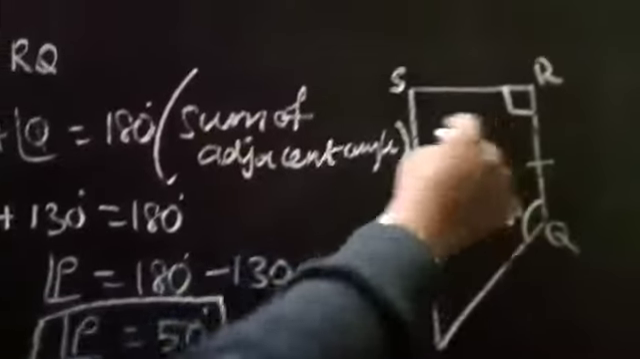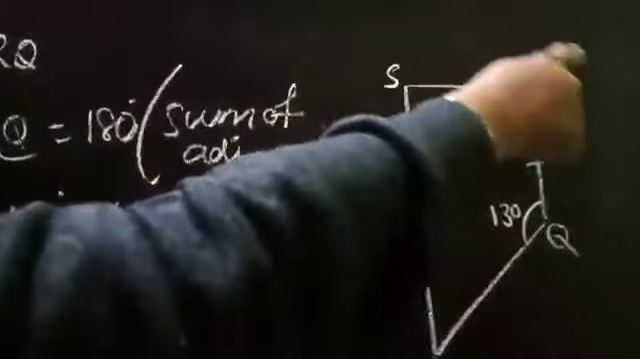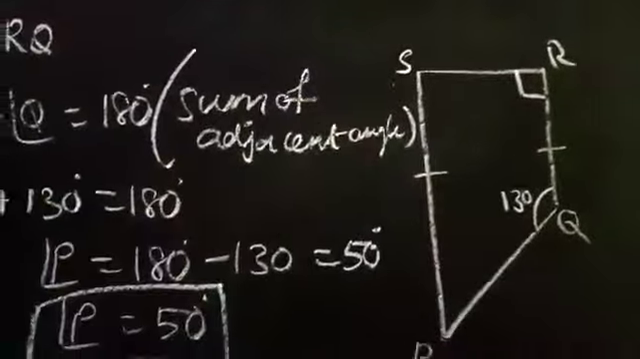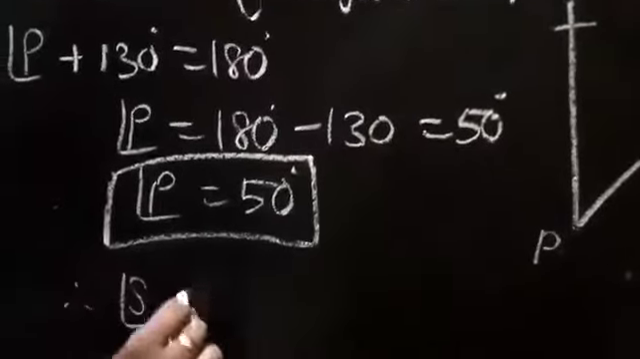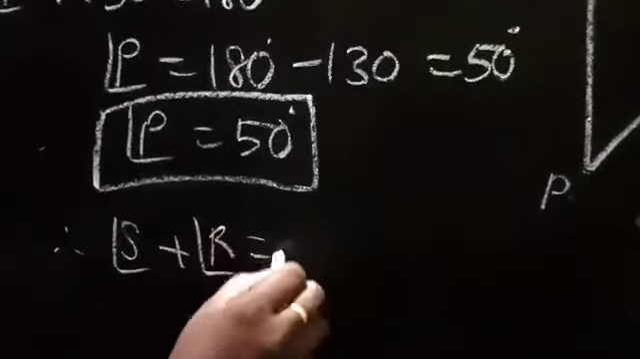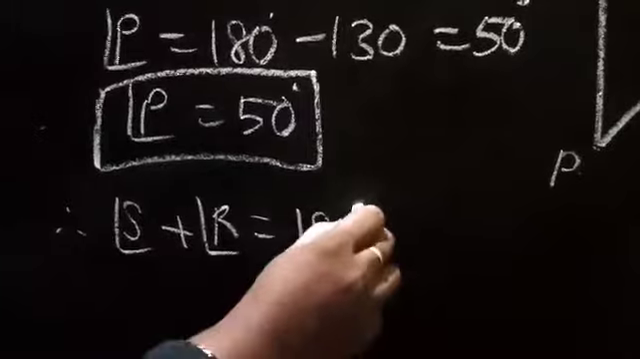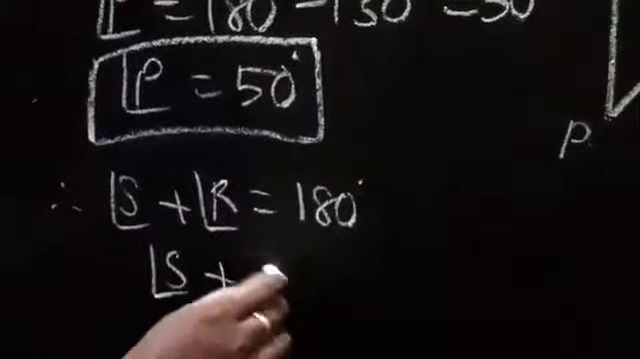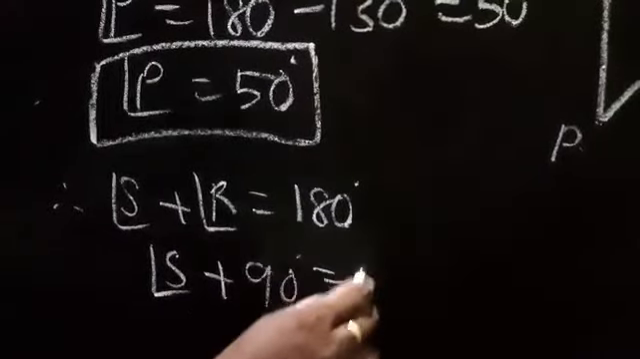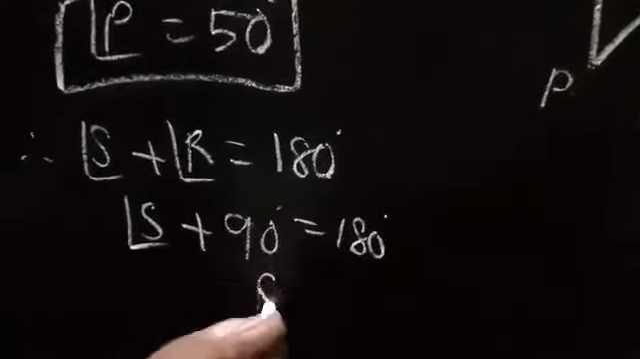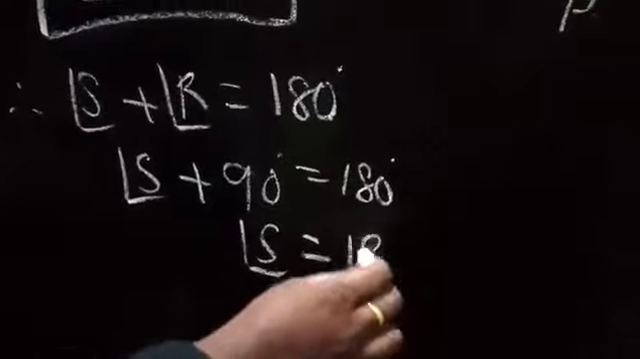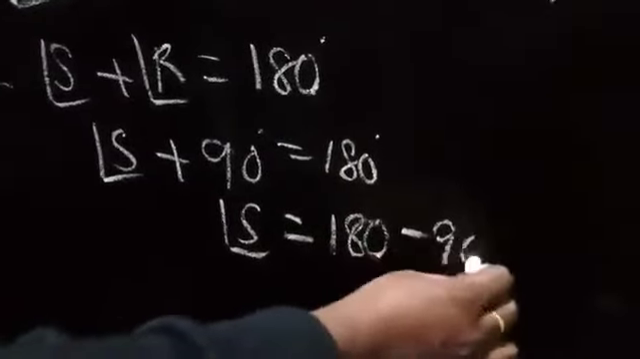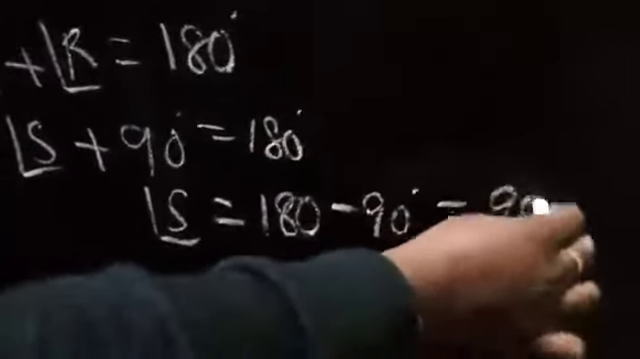And if you add these two angles, we should get 180. Therefore, S angle plus R angle, when we find those two, we should get 180 degrees. R angle they have given as 90 degrees. So S angle equals 180 minus 90, we will get 90 degrees.